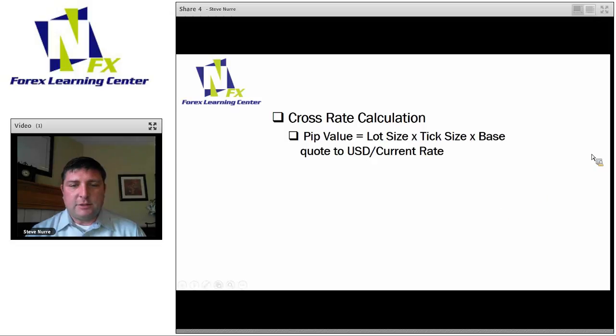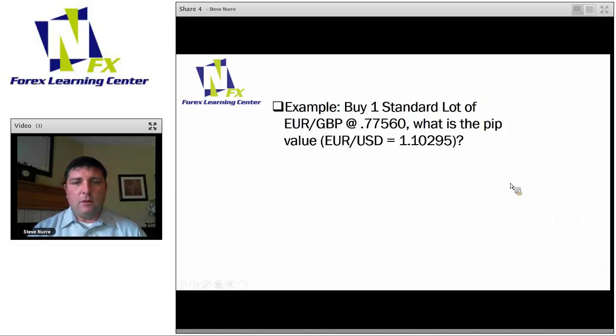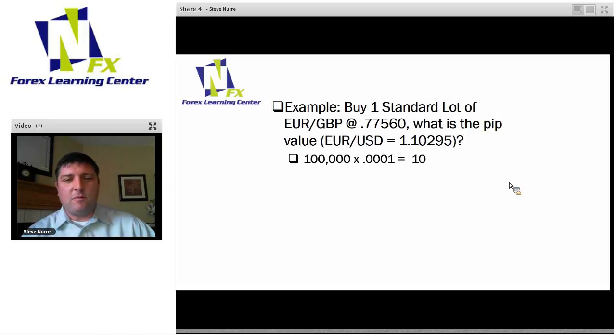So in this case, let's say we were going to buy one standard lot of the euro pound at 0.77560. What is the pip value? The other thing I need to know here is the approximate exchange rate on the euro US dollar pair. Because what we have to do is the same thing. We're trading a standard lot, which is 100,000. We take that times 0.0001, or 1 tick or 1 pip of movement, and that comes out to 10.